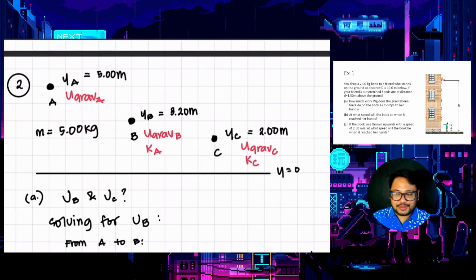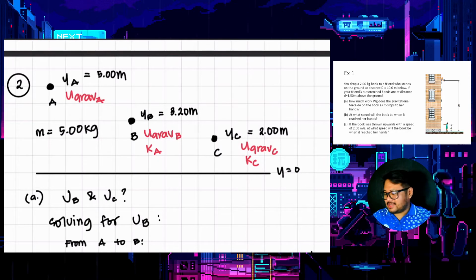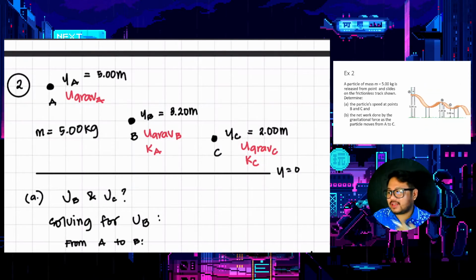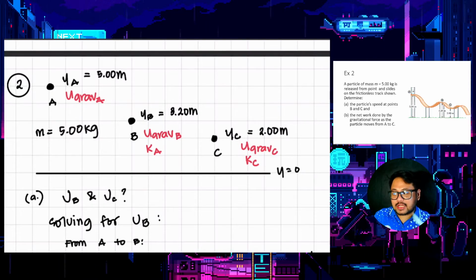Okay, let's have number 2. By the way, sorry for the resize of the video. Okay, let's have number 2. This is kind of easy. A particle of mass m, 5 kilograms, is released from point A and slides on frictionless tracks as shown. Determine, letter A, the particle speed at points B and C, and lastly, letter B, the net work done by gravitational force as the particle moves from A to C.